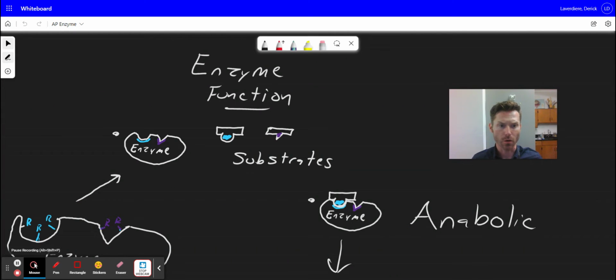Hey guys, so real quick, I wanted to go over enzyme function. In a bit of a rush here, so forgive the weird lighting, the weird angles.